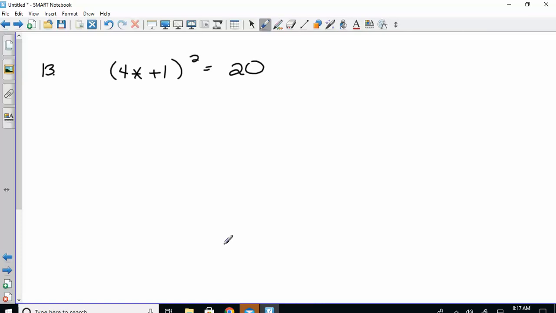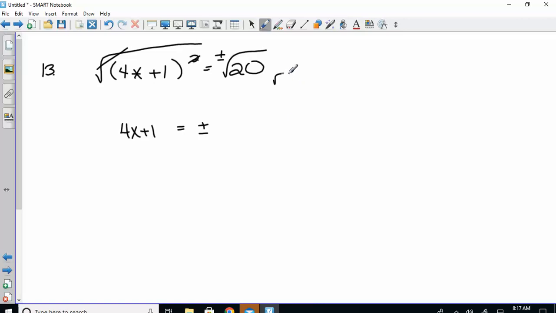Okay, on this one, what is the easiest strategy for solving this problem? We could just do the square root method. If we square root each side, if you add a square root, you have to make sure and do plus and minus. Square root and the square drop, so we get 4x plus 1 equals plus and minus.